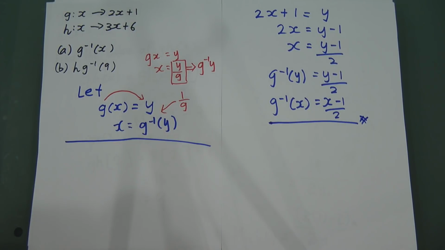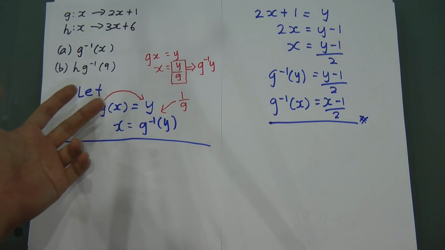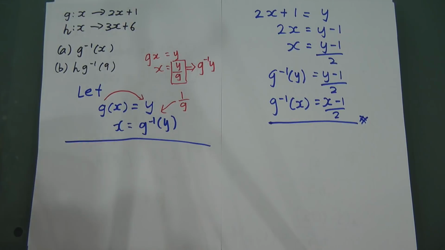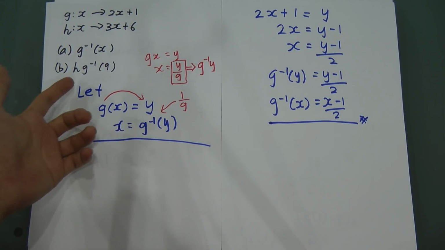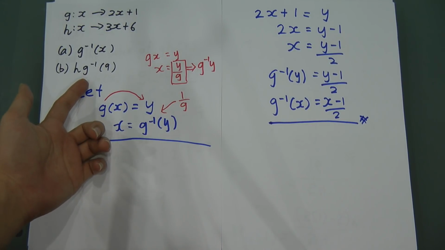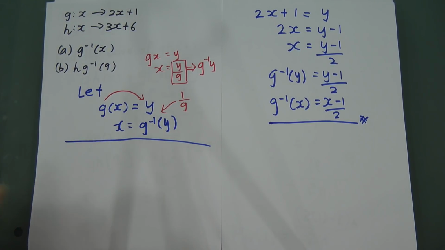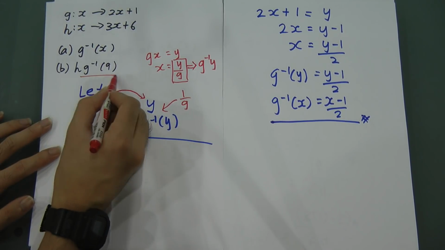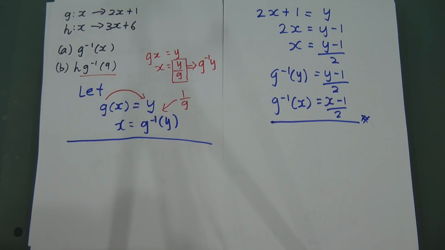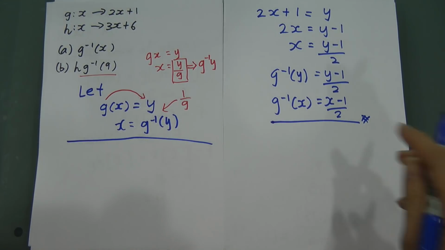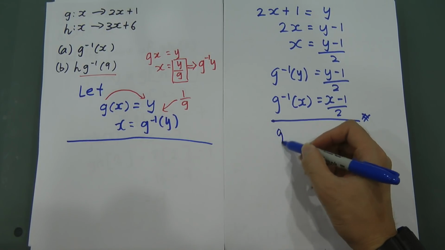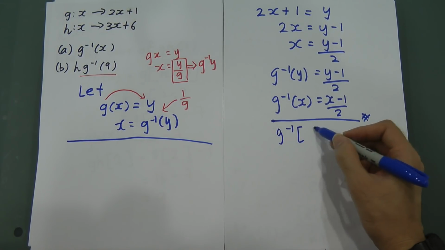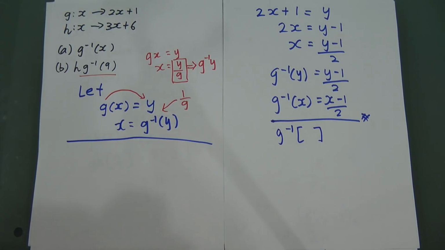Okay, and then part 2 is very simple. You want to do the composite function, means you combine h(x) with g inverse 9. So first, from here, you can do the behind part first, g inverse 9. So what is g inverse 9? Means we just substitute 9 to all the x here. Okay, so g inverse x, I put bracket because later I want to put 9 onto it.